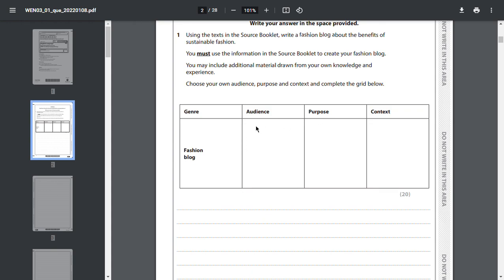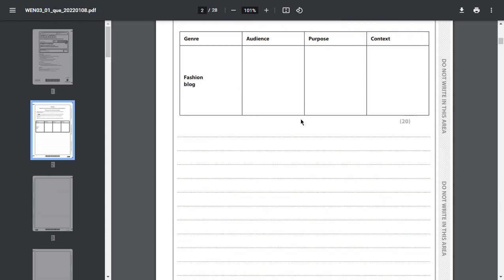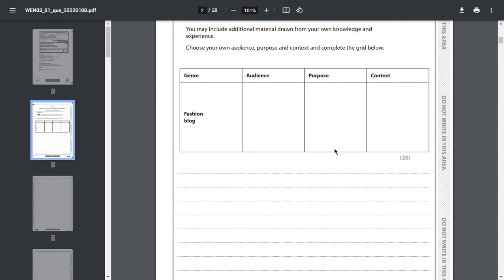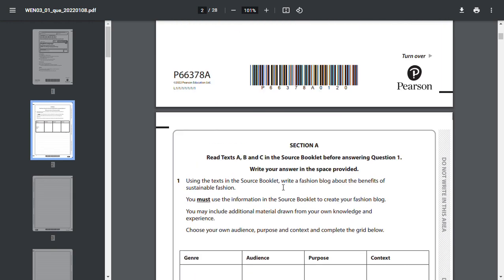You can also say the audience is people who are interested in fashion, and maybe your fans, something like that. Purpose: maybe to inform, to educate, to entertain, etc. Context is the context of the fashion industry, its development, maybe challenges, whatever. But of course, we must draw this from the source material that we will get. You get it? So that is as far as question one is concerned, that is section A.